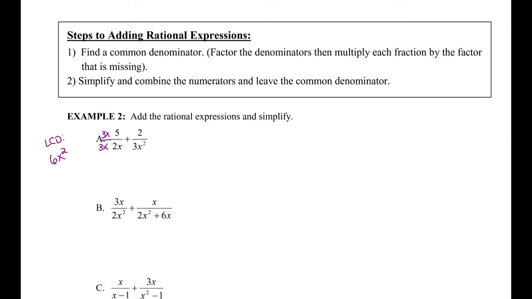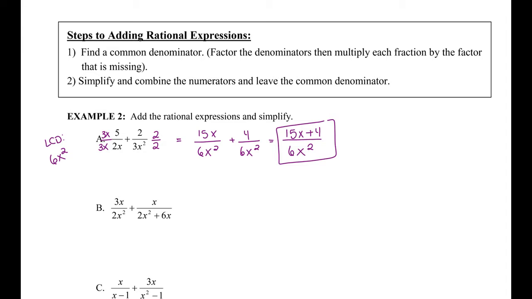On the right side, in order to get from 3x squared to 6x squared, you're missing a 2, so you're going to multiply it by 2 over 2. This will turn into 15x over 6x squared plus 4 over 6x squared. And seeing as we have a common denominator now, you can keep the denominator and add the numerators together. 15x and 4 are not like terms. You cannot combine them together, so that leaves you with your final answer.